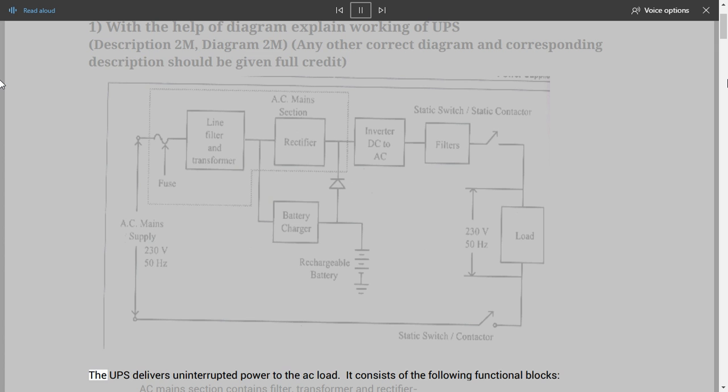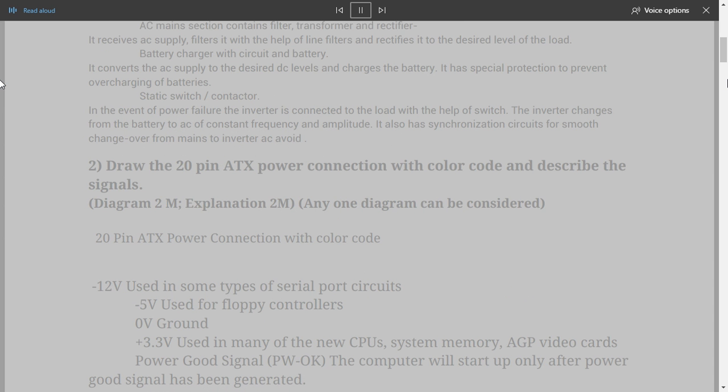The UPS delivers uninterrupted power to the AC load. It consists of the following functional blocks. AC mains section contains filter, transformer, and rectifier. It receives AC supply, filters it with the help of line filters, and rectifies it to the desired level for the load. Battery charger with circuit and battery. It converts the AC supply to the desired DC levels and charges the battery. It has special protection to prevent overcharging of batteries.